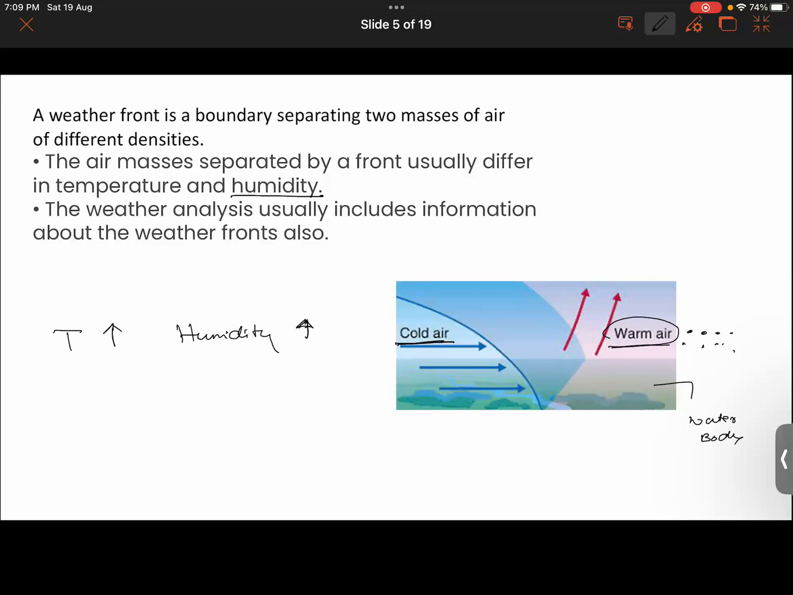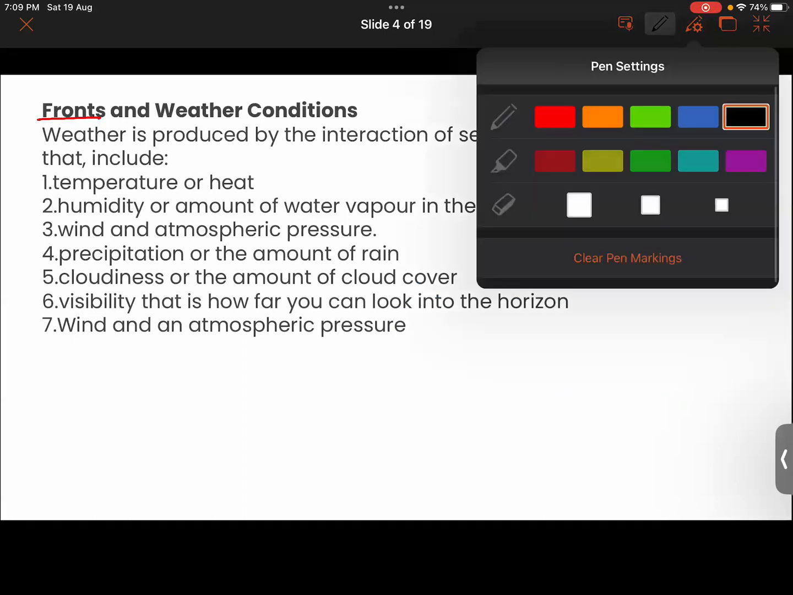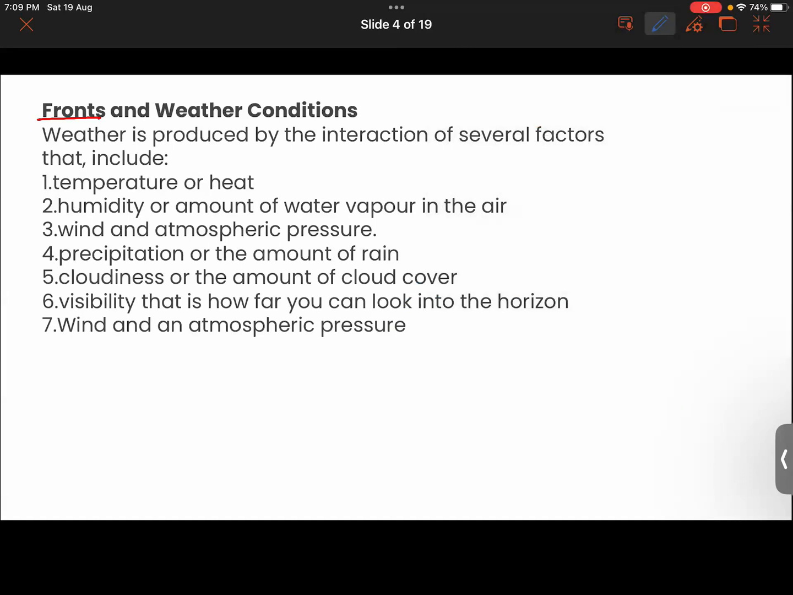Right. So weather is produced by the interaction of several factors that include these things. Whenever we talk about weather, we are not only talking about rainfall, or only the temperature, or only wind speed. It's a culmination of all these factors, right? So it's not that I am only feeling cold today or only feeling hot today. The weather might be a little bit windy as well. There might be some amount of humidity in the air as well. The amount of insolation might be lower, might be higher.